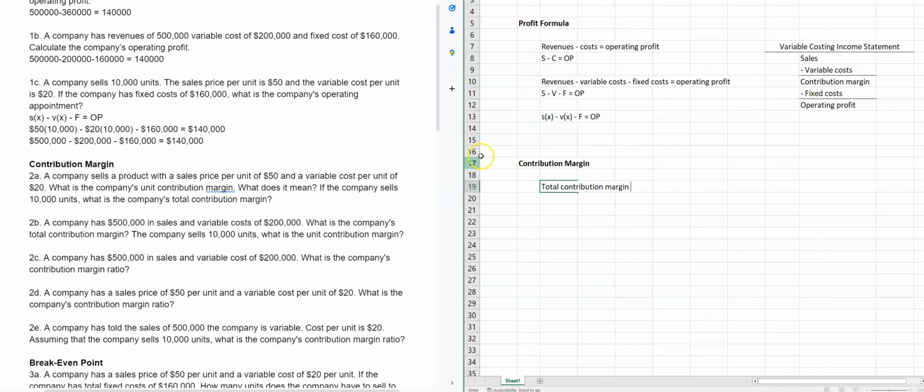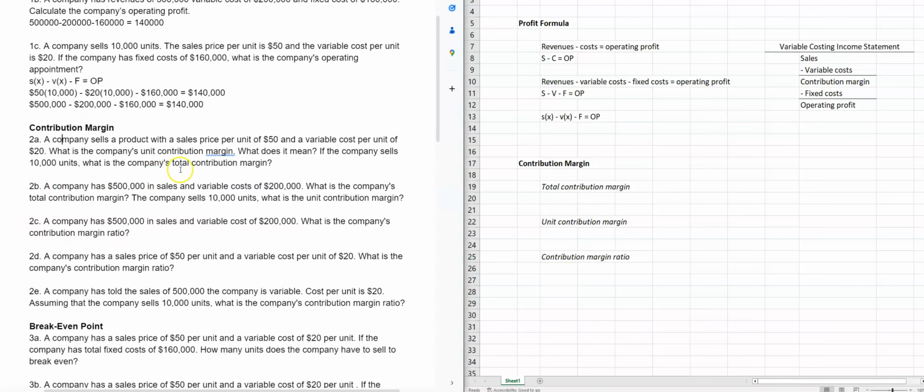Just keep in mind. Kind of like here when we were doing our income statement, we wrote out just contribution margin. But if it's in this statement thing, we're talking about totals. So total contribution margin. Do it that way. Unit contribution margin, and this is simply contribution margin per unit. And then also contribution margin ratio. Okay. So let's go through each one individually.